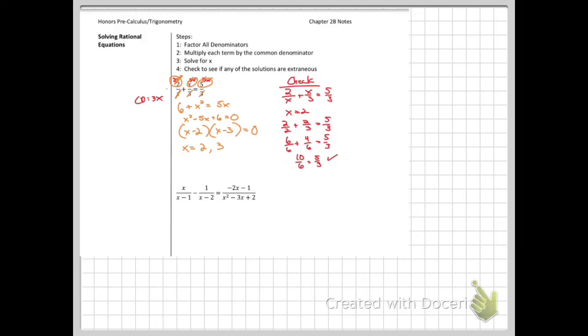Now we need to check x equals 3. Pause the video and check x equals 3. I'm running out of space.